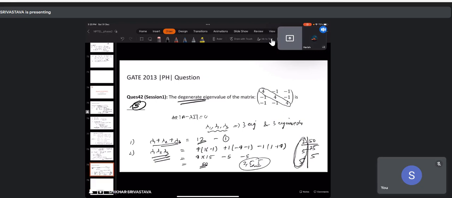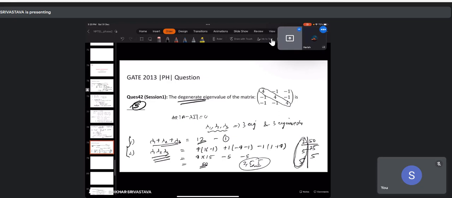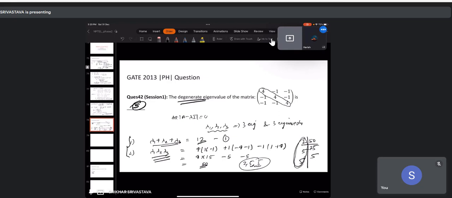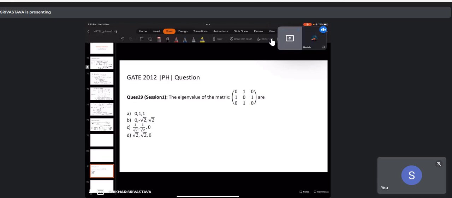I think most of the questions related to finding eigenvalues can be solved by using these two properties. Is it clear? Yes, sir. Yeah, I think this next question, based on the last two questions, you can easily solve.